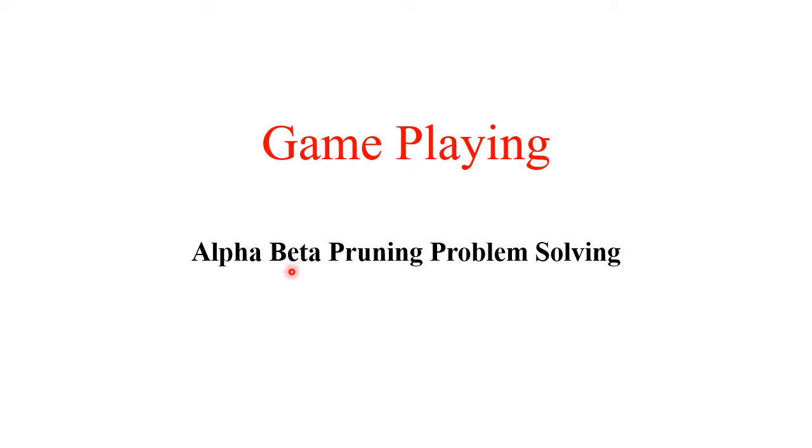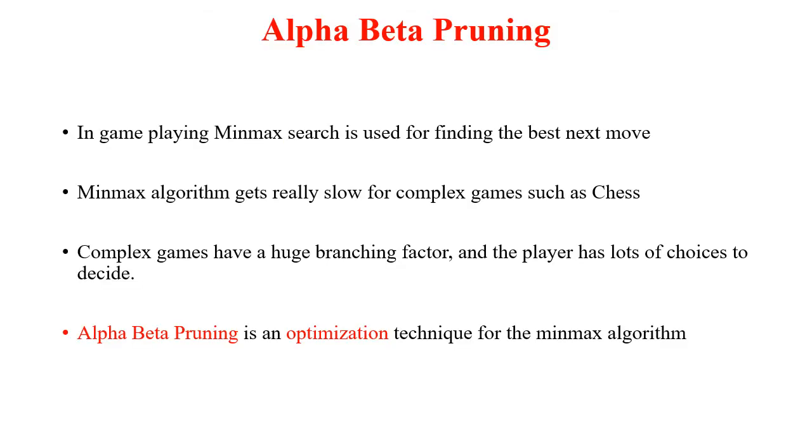Alpha-beta pruning is an optimization of min-max algorithm. Min-max search can be applied in gameplay to find the best next move. When a player has many turns at a current position, he has to select the best turn. Min-max algorithm gets really slow for complex games such as chess.